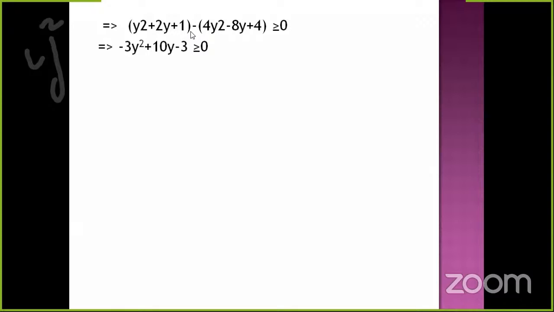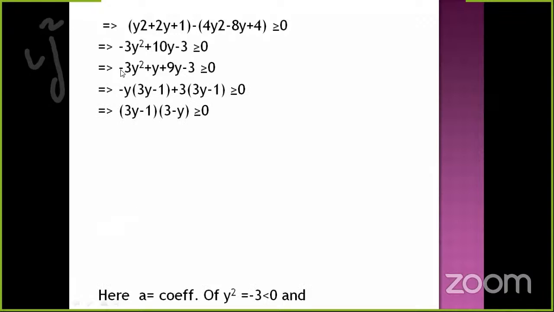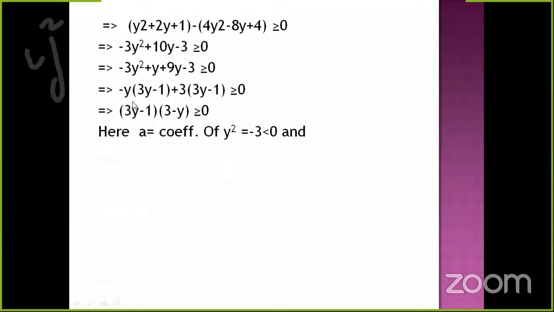So once check this inequality. In this inequality, see the sign of the y square coefficient, that is a, and the sign of the expression. Later, for finding the roots of this quadratic equation in the variable y, I am factorizing. I am writing 10y as y plus 9y. By the factorization method, I will get the y values as 1 by 3 and 3.